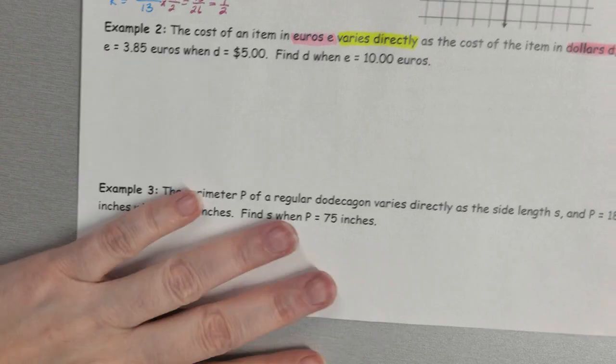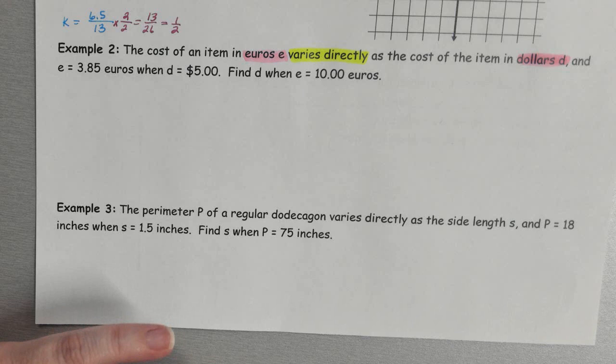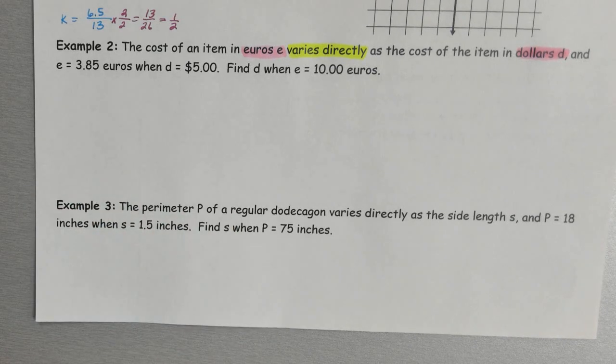I've been to Sweden and they call at least part of their money crowns. So there are different exchange rates, okay? So the cost in euros E varies directly as the cost of the item in dollars D.